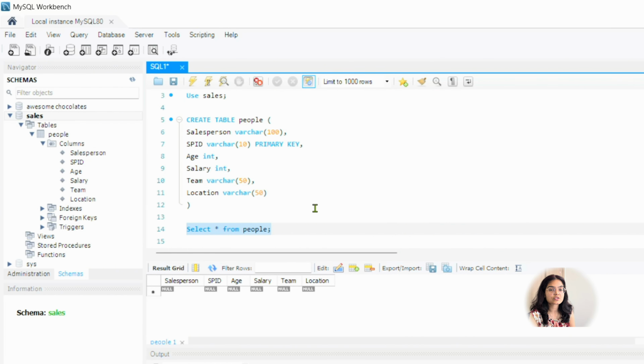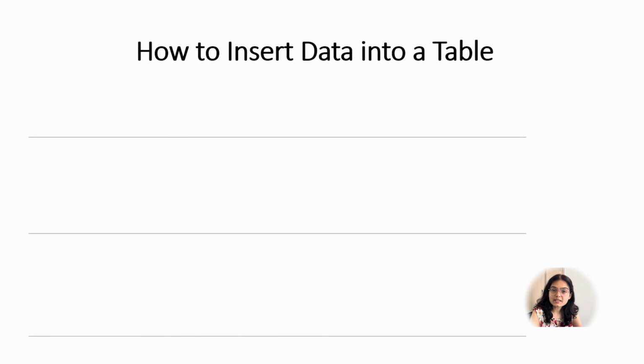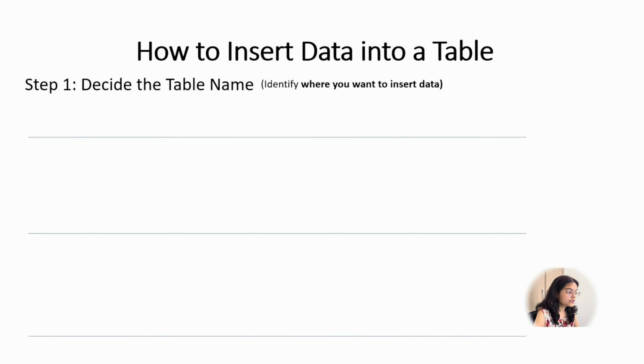Now comes the next part, which is inserting values in those tables. Let's learn that first. So let's figure out what will be our first step while inserting data values in the table. The first step would be to decide the table name. Of course, you have to decide in which table you are going to insert all your data values. For that, we are going to write insert into people.